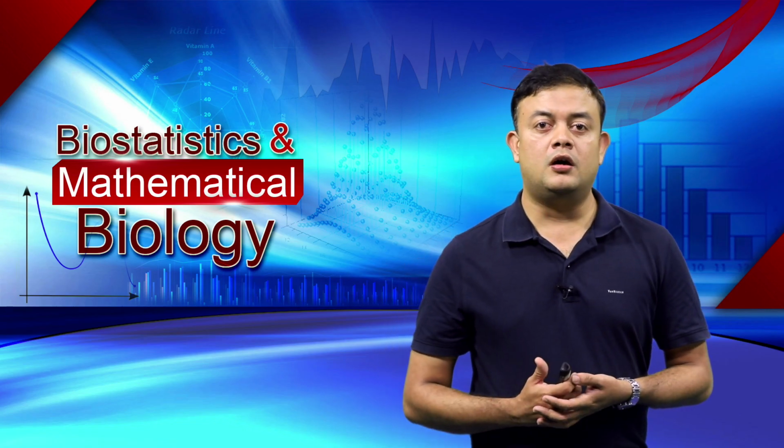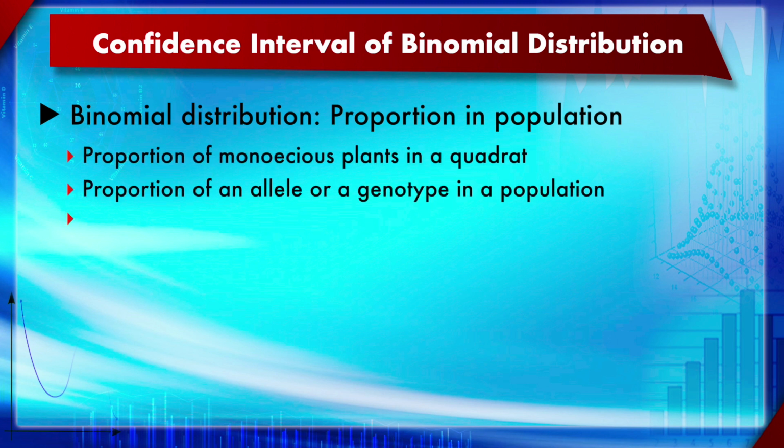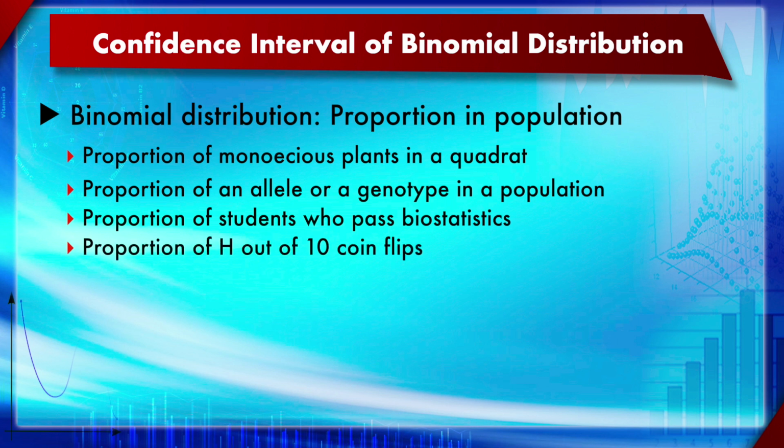Now let us know how to calculate the confidence interval of the binomial distribution. See, the binomial distribution is a probabilistic distribution that is very important to calculate the proportions in a population. So that kind of problems are quite often occurring in the biological sciences. For example, proportion of monoecious plants in a population, or in a quadrat of a population, or proportion of an allele or a genotype in a population. So that kind of problems often come in population genetics.